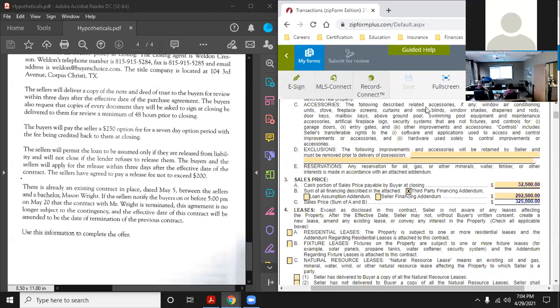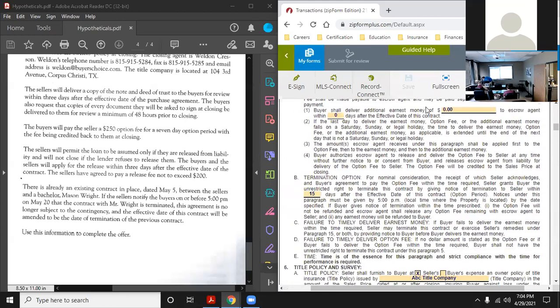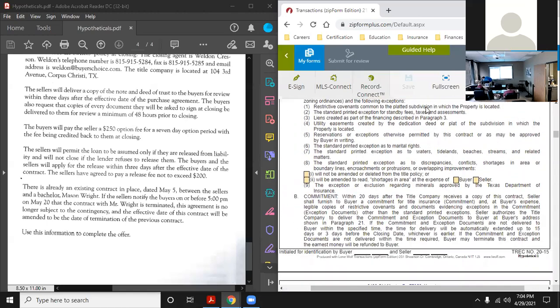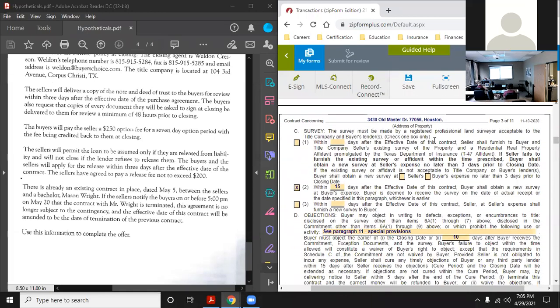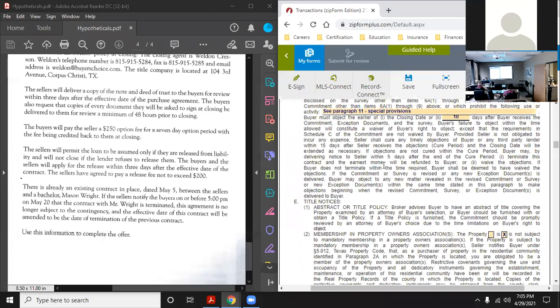And so you can go down, and for the more complicated things, let's say the shortage in area here, or something like that, you can go through with your clients and explain what that means and see if they want to do it or not. Or if they want a survey, if they want to pay for it or not. You don't know if they have one or not. Just go talk to them and figure it out. It's a lot easier than it seems.